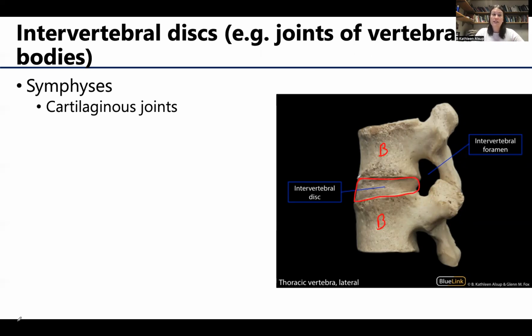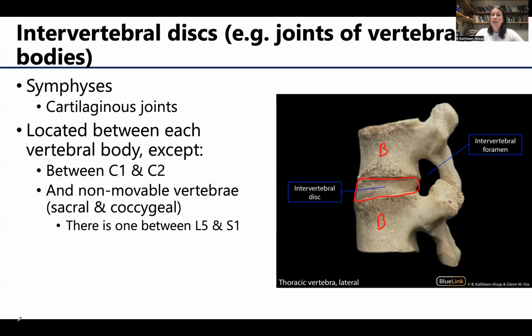And recall from our discussion, this is a type of symphysis. It's in the midline, so it makes sense for it to be a symphysis. Again, that's a cartilaginous joint. You're going to have an intervertebral disc located between every single set of bodies, except for between C1 and C2, which makes sense because that's going to be that rotational joint there. And any of the non-movable vertebrae, so none of those sacral or coccygeal, those are going to be synostoses because those are bony joints at that point. But there is one between L5 and S1. This is the most inferior one.